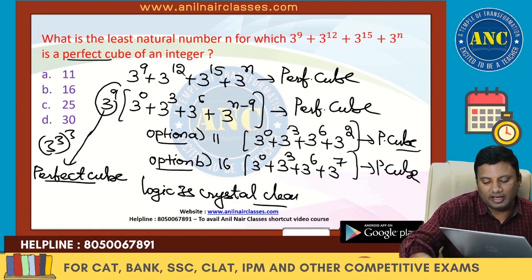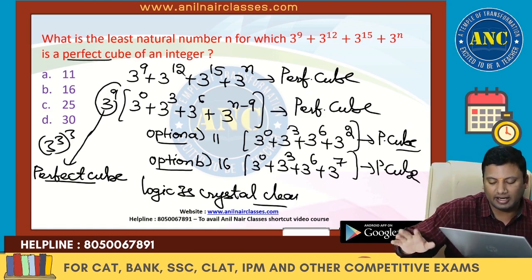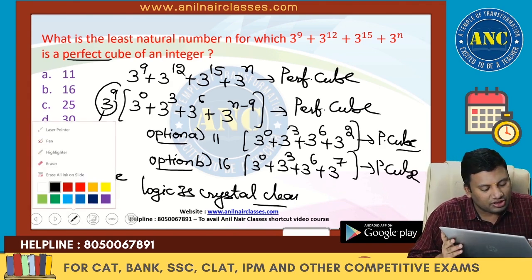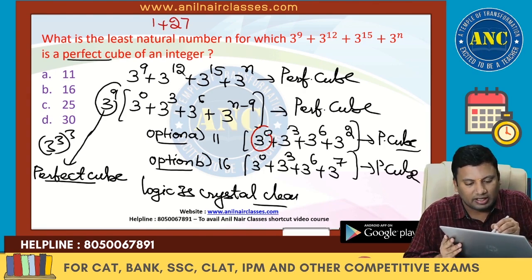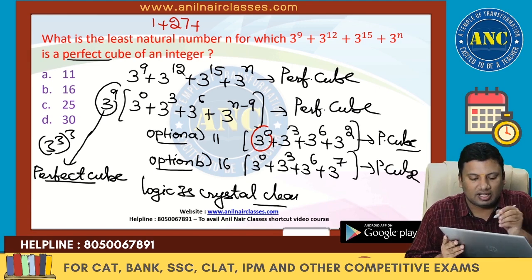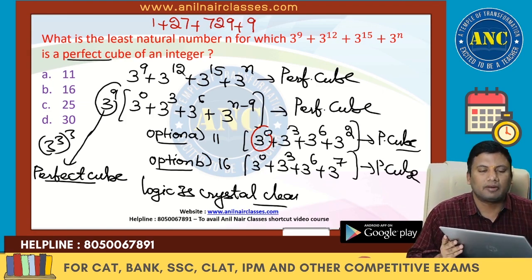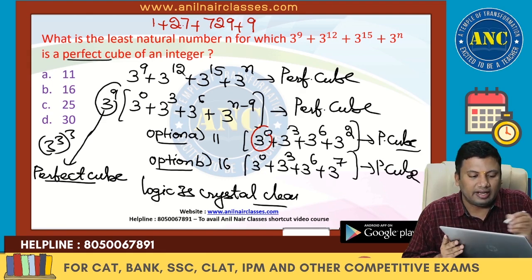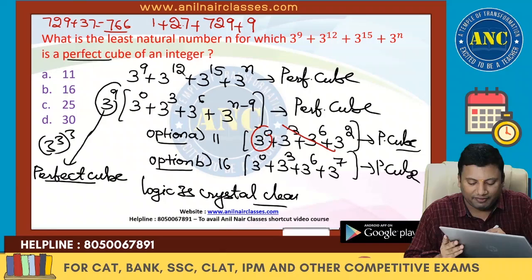Substitute the value of n such that this expression is a perfect cube. Idea is clear. Just substitute the values. I'll just give an idea. 3 power 0 is nothing but 1. 3 cube is nothing but 27. 3 power 6 is nothing but 729. 3 square is nothing but 9. So this is nothing but 28, 37, 729 plus 37, 766. It is not a perfect cube.